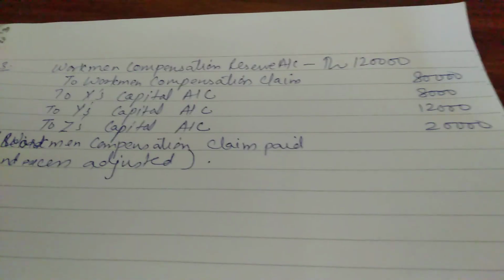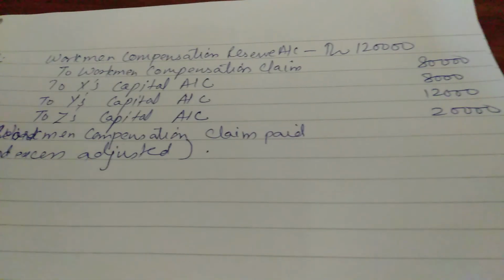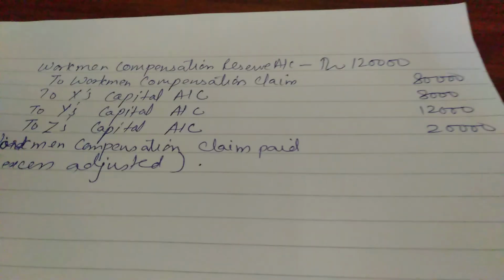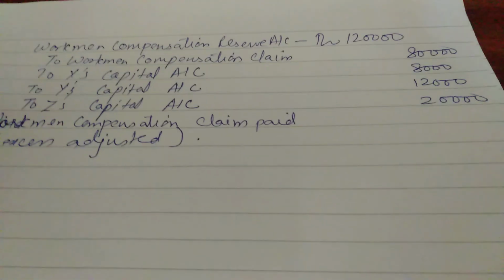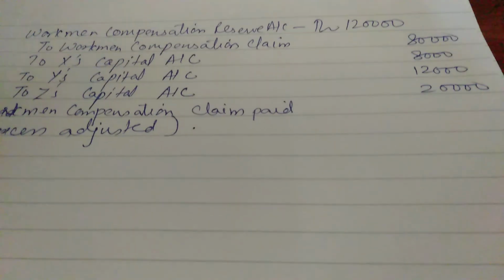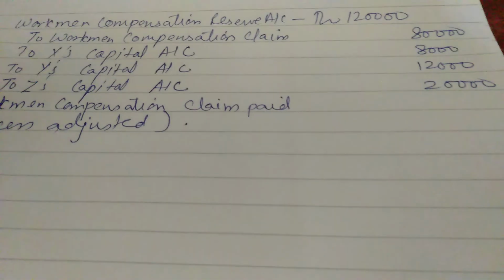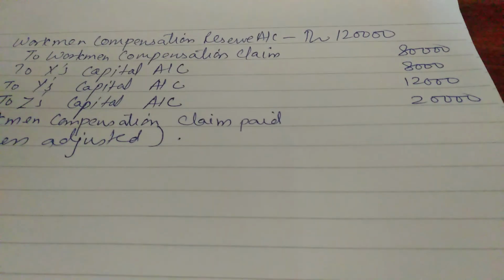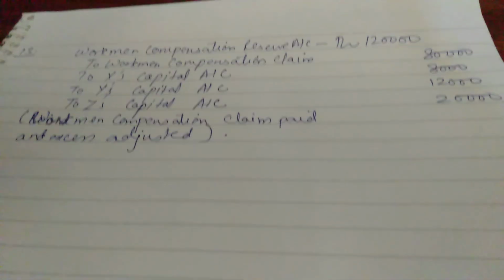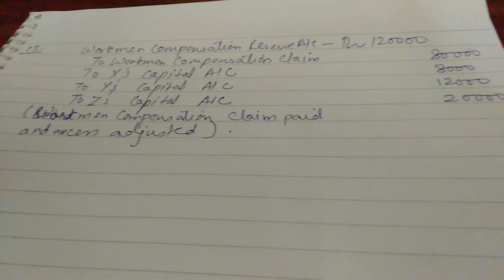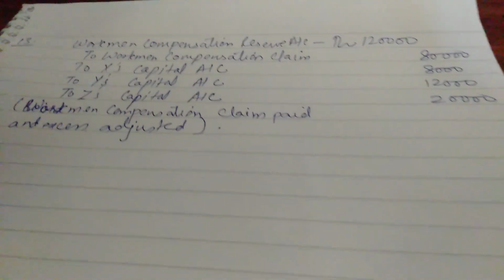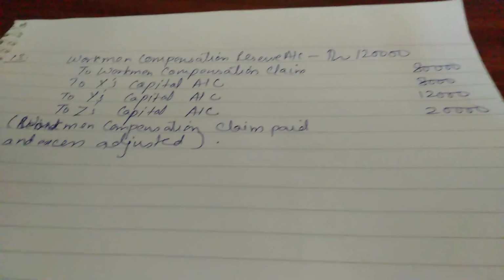Now I am going to solve a sum also here for you. Sum number 13. See, workmen compensation reserve was 1,20,000. Claim was there for 80,000. The rest, 40,000, I have divided among X, Y, Z in their ratio: 8,000, 12,000 and 20,000. So this was all about the topic. In the next lecture I am going to teach you investment fluctuation reserve. So you have to solve sums up to this. Thank you.